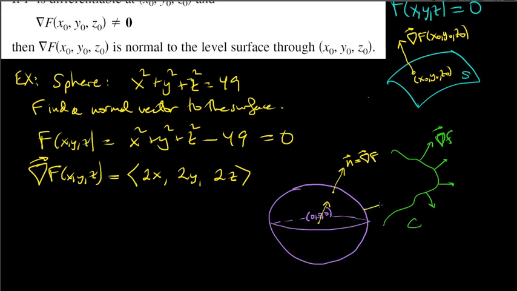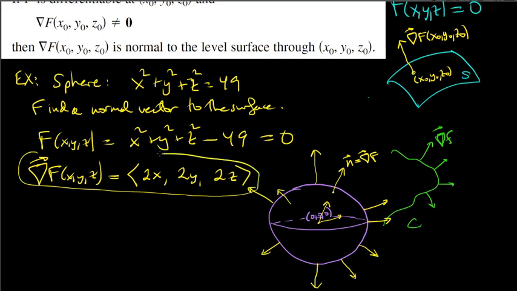If your point is over here, it still points normal to the surface. If you're on the equator, it points outward this way. If you're in the southern hemisphere, it'll point downward. Sorry, let me fix that. If you're at the North Pole, it points directly upward. The South Pole points directly downward. You get the idea. So all these vectors point outward. It just depends on what you use for your x, y, and z, of course. Different points on the sphere will give you different normal vectors.